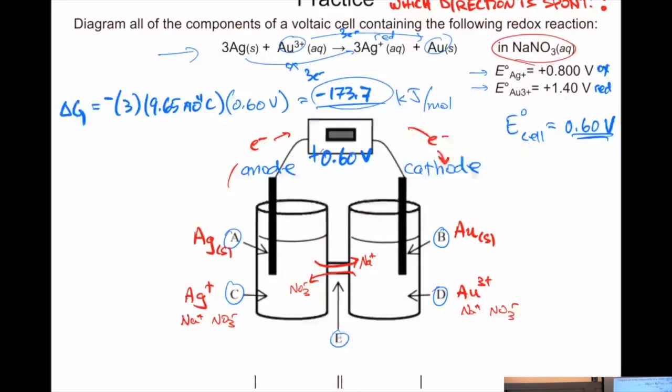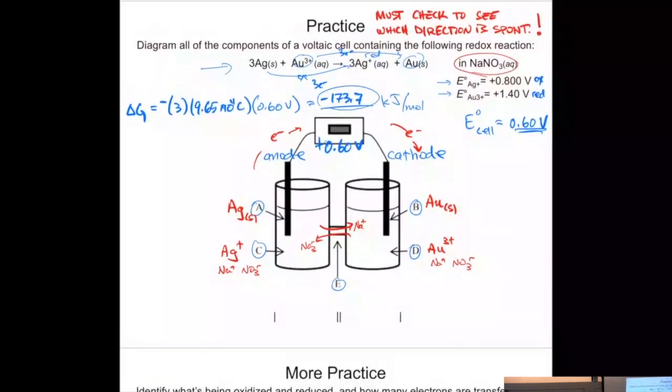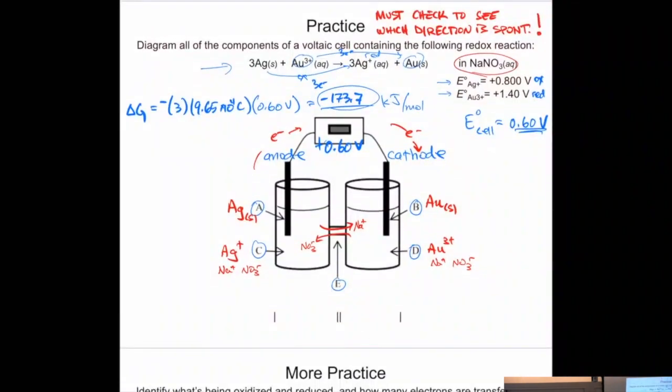All right. Shall we diagram this one too? The anode. So what's the metal of the anode? Silver, turning into silver plus. And then on the cathode side, we have gold 3 plus going to gold solid. Let's put all of our states of matter here. Okay?